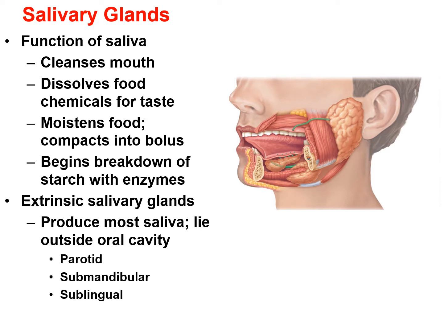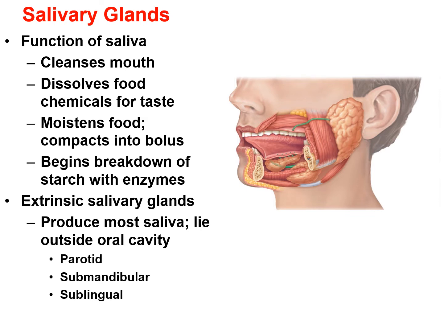Most of the saliva we produce is produced by extrinsic salivary glands, and these are the ones that we will look at. You have some intrinsic salivary glands. These are glands located within the oral cavity, but they do not form the sheer majority of the saliva that the extrinsic salivary glands do.